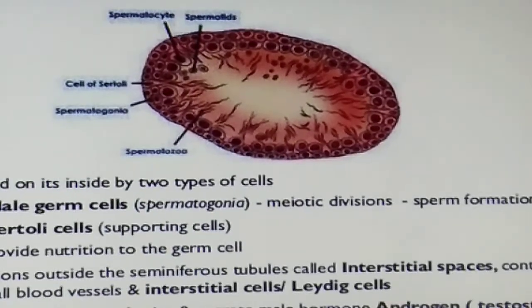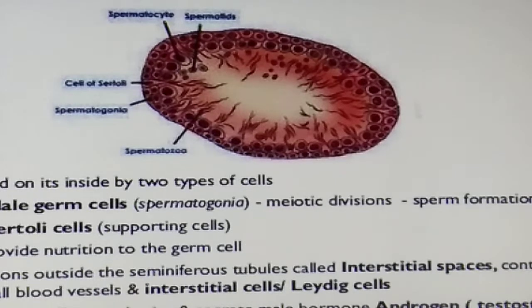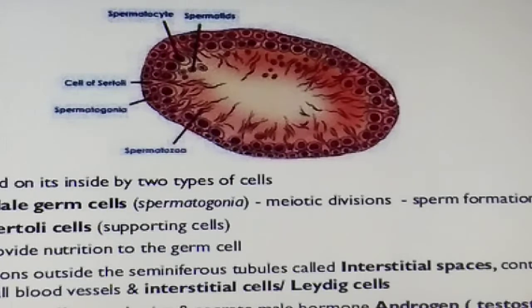See, look here students now. This is the male germ cell or the spermatogonia. Fine, these are the spermatogonia. Now, these spermatogonia, students, they undergo meiotic division. Why do they undergo meiotic division? To form the sperm. So, with the help of these male germ cells, sperms have been formed.